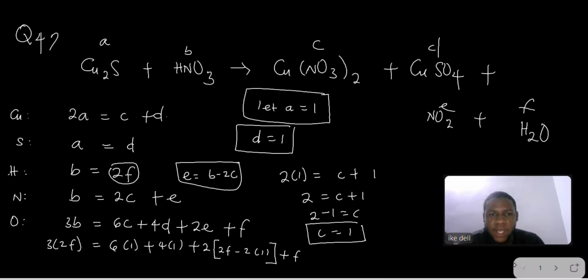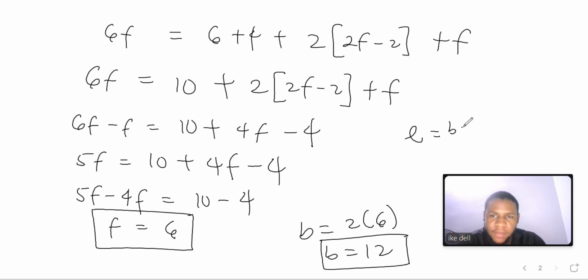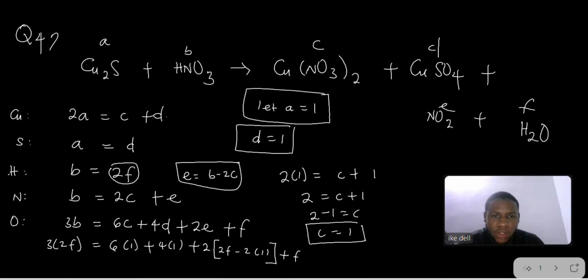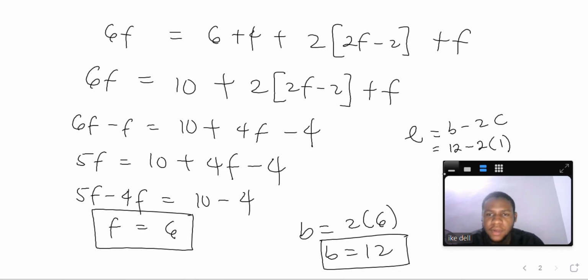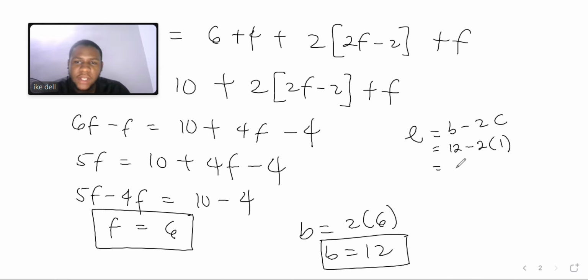So let's go back here. A is 1, B is 12, C is 1, D is 1, E is B minus 2C. So that means that E is, what's B? 12 minus 2 times C. I hope C is 1. Yes. So that means that this is 12 minus 2, right? And that would give us 10. So E is 10.